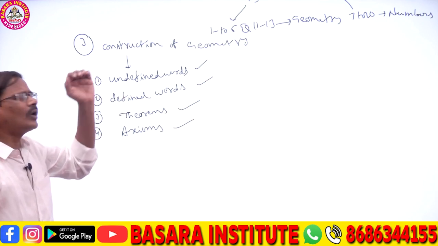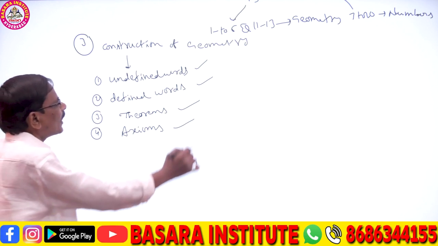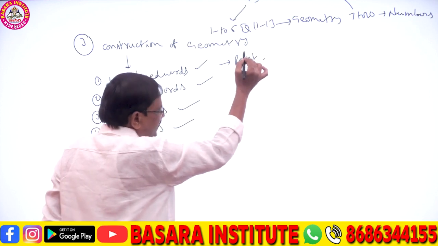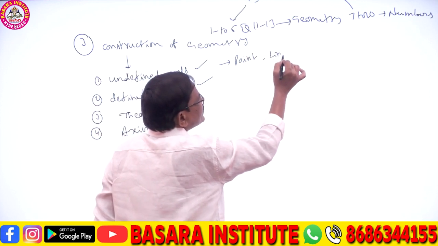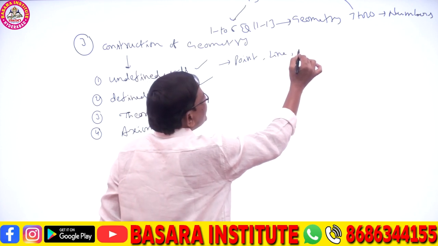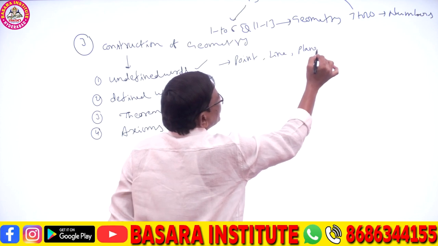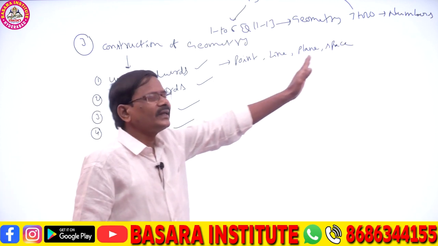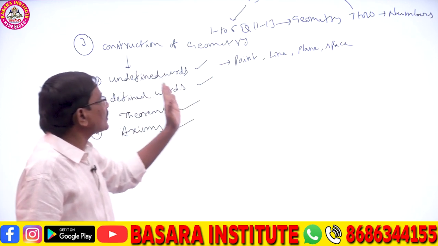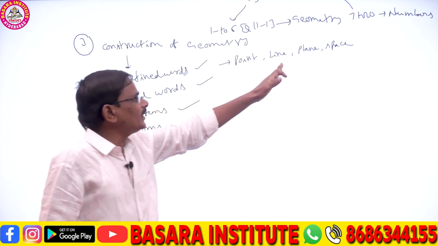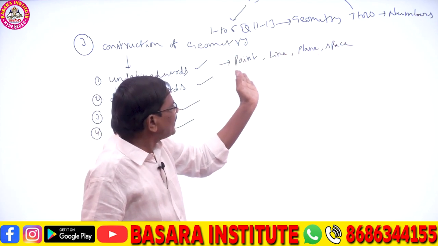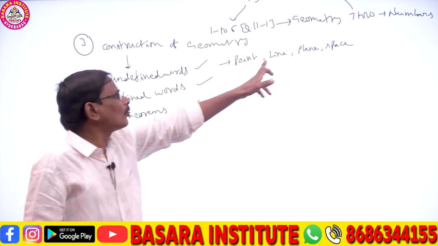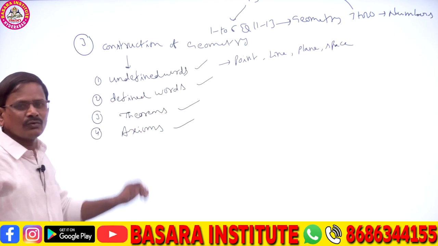So, what are the undefined words in our geometry? In our geometry, the undefined words are, the first one, point. Second one, straight line, or simply line. The third one is plane. And the last one is space. Except these four, all the remaining terms are defined words.